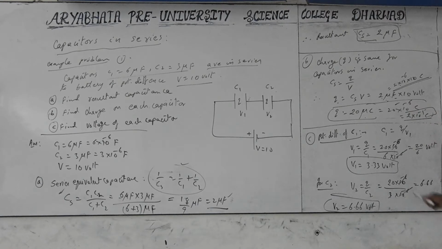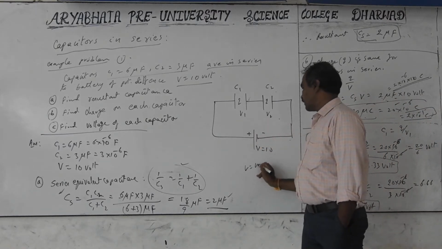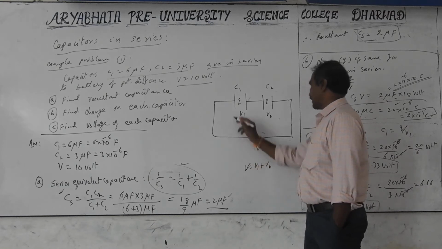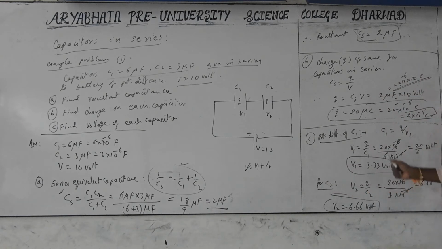Next, the potential difference across each capacitor. The total voltage V is divided across the capacitors V1 and V2. V is equal to V1 plus V2, and however many capacitors you take in series, V equals V1 plus V2 plus V3 and so on. Here we use the formula C equals Q by V. So C1 is equal to Q by V1, and you get V1 equal to Q by C1. Substitute the value of Q we got just now, and C1 capacitance given as 6 microfarad, with 20 microcoulombs.